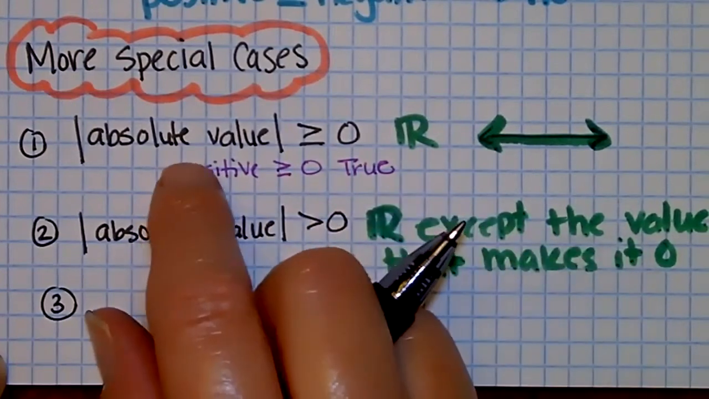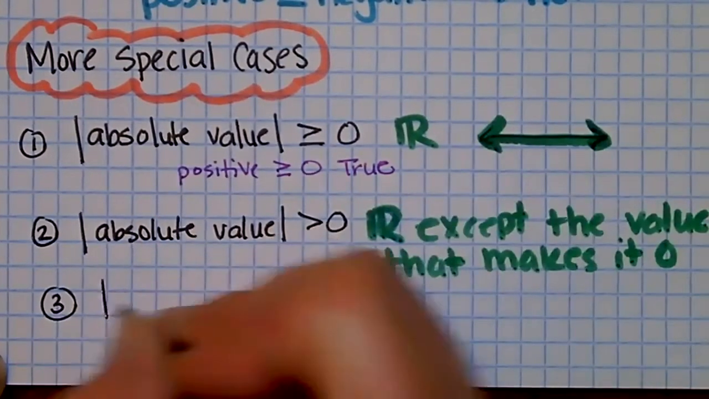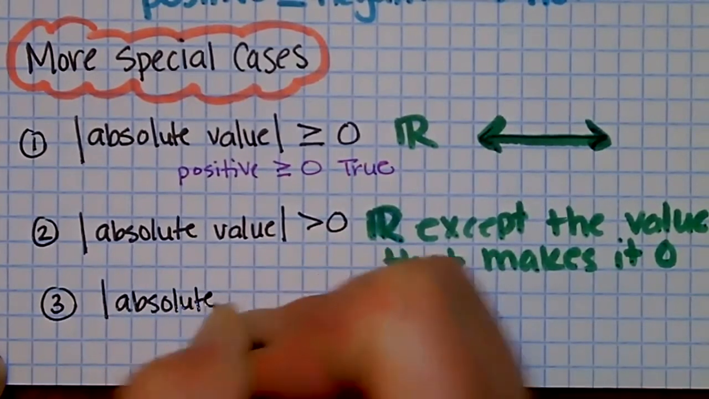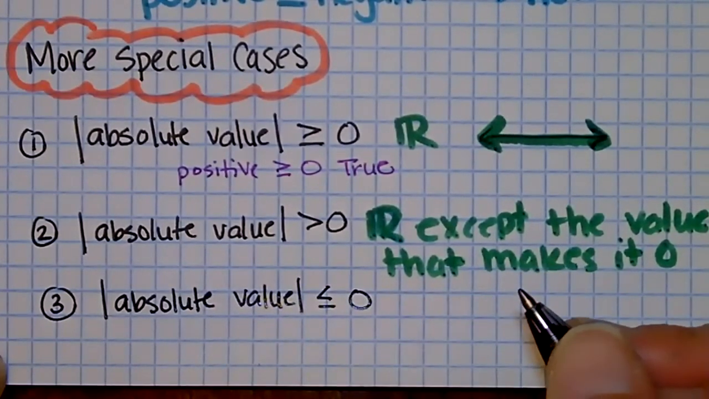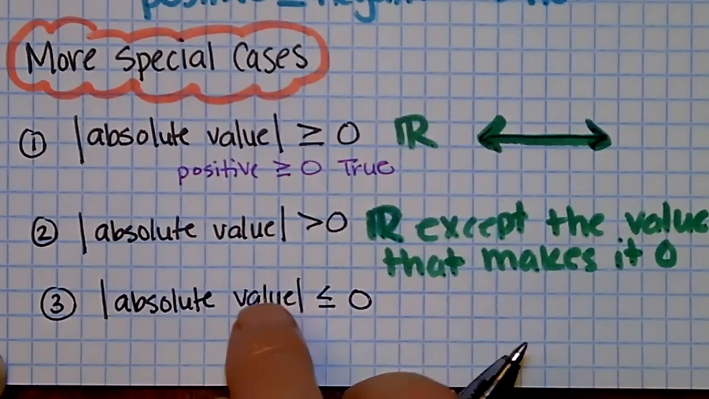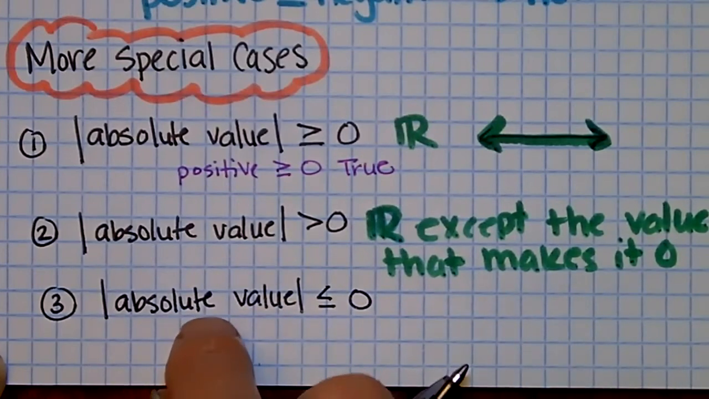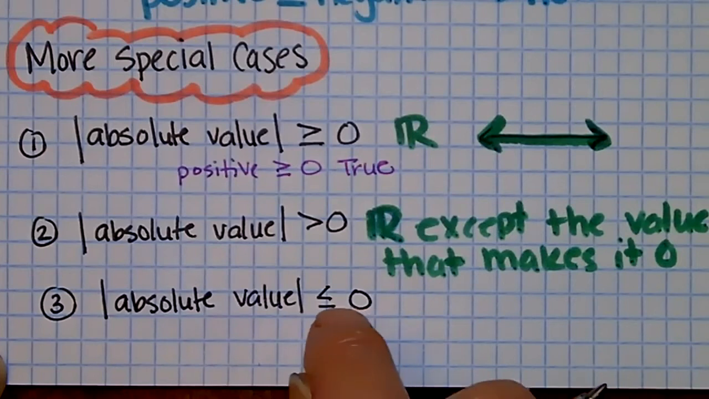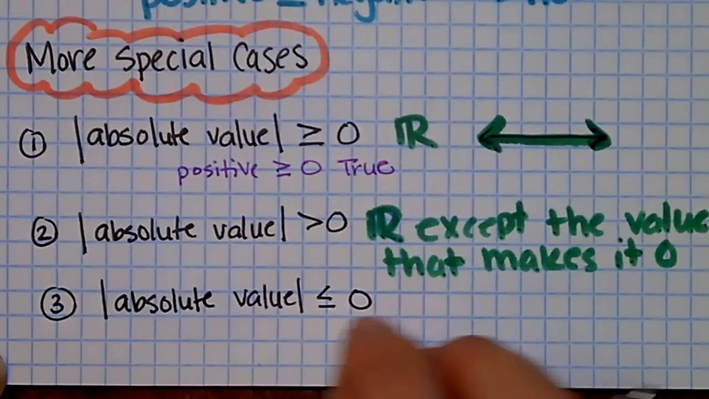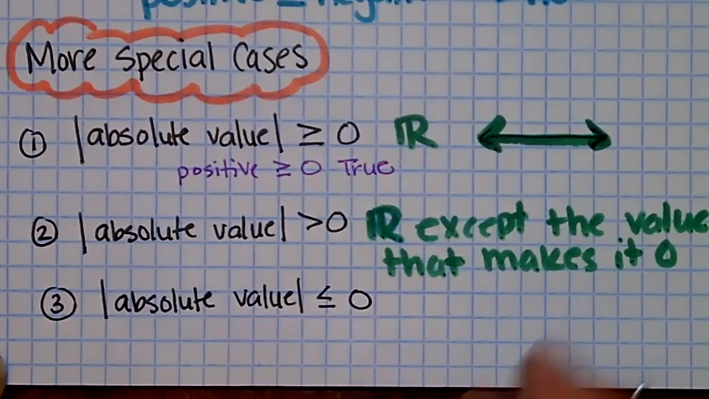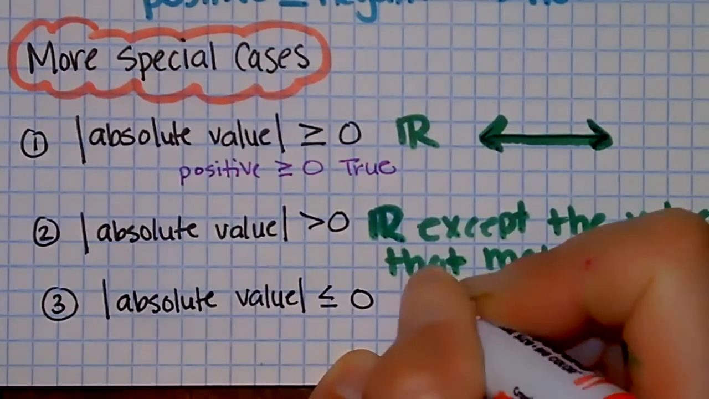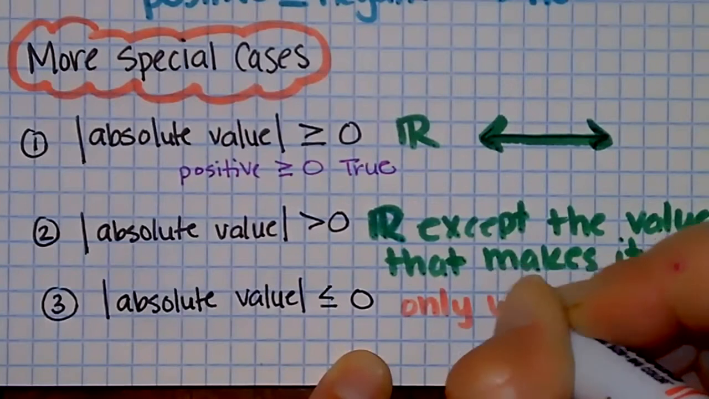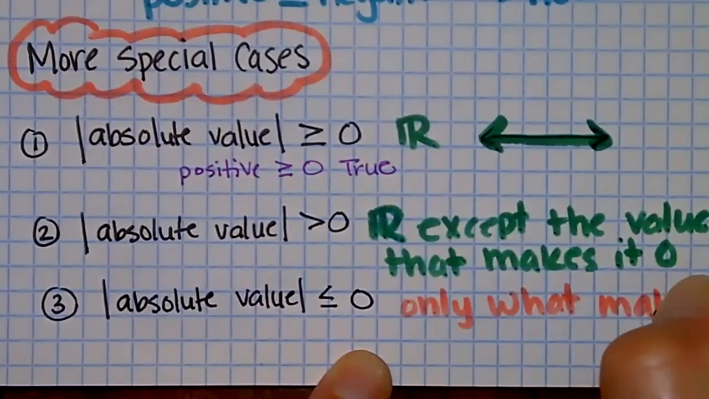So now I'm going to talk about this being less than or equal to 0. So let's say that the absolute value is less than or equal to 0. So if it's less than or equal to 0, this is going to be negative, always a positive. It could be 0, but it's never going to be a negative. So is a positive going to be less than or equal to 0? No, except where it's going to equal 0. So in this case, only what makes it 0.